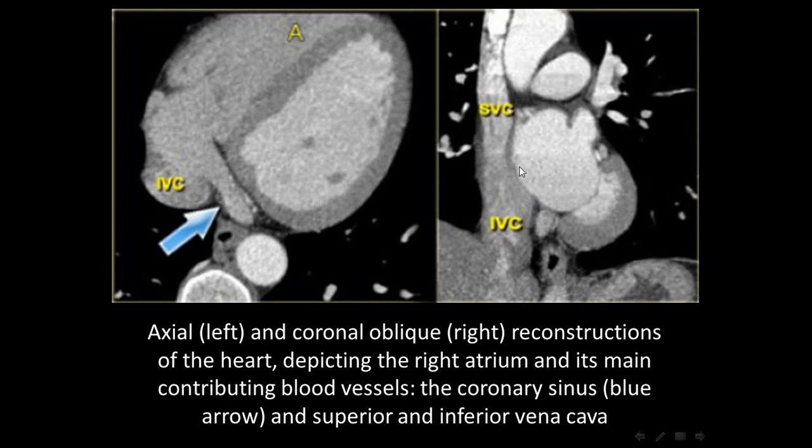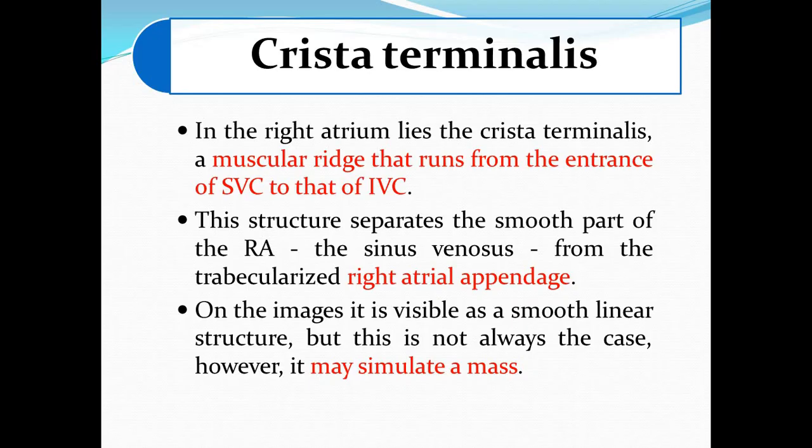On the coronal view, we notice the SVC and the IVC entering the right atrium. And we'll talk about some other structures of these veins shortly. First, we need to know this structure, which is called the crista terminalis. The crista terminalis is a muscular ridge that runs from the entrance of the superior vena cava to that of the inferior vena cava. What is the importance of knowing this structure?